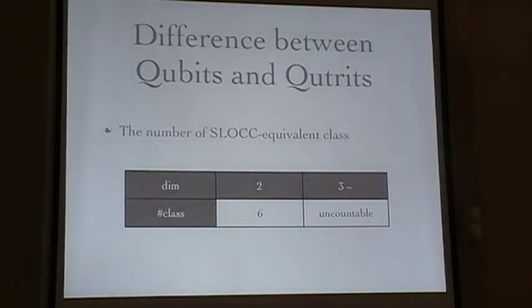This difference is because of the number of SLOCC equivalent classes. In this table, the first row shows the dimension of quantum systems, and the second row shows the number of SLOCC equivalent classes of these tripartite quantum systems. In qubit, there are only 6 SLOCC equivalent classes, but in a 3-dimensional or higher dimensional quantum system, there are uncountably infinite classes.